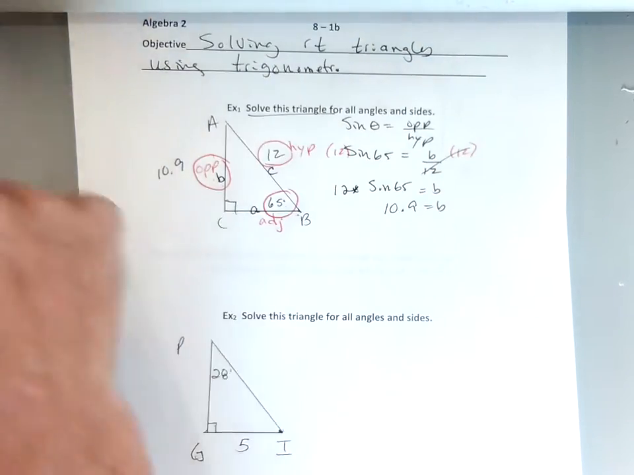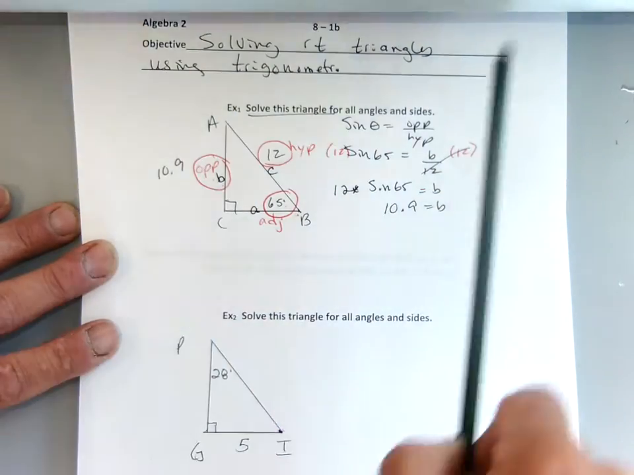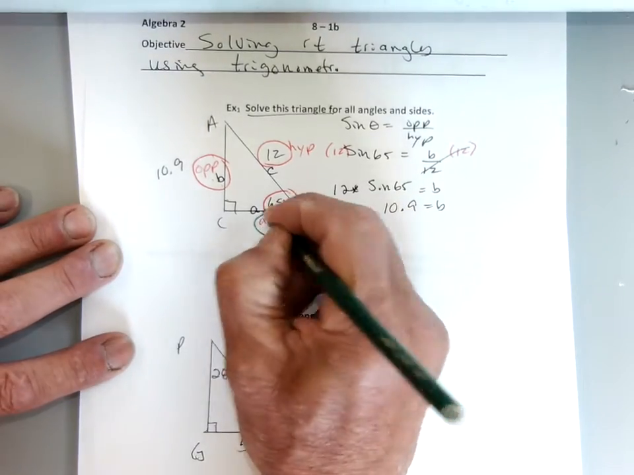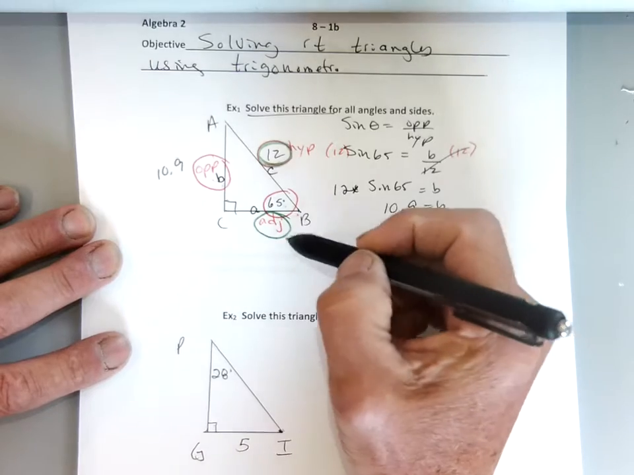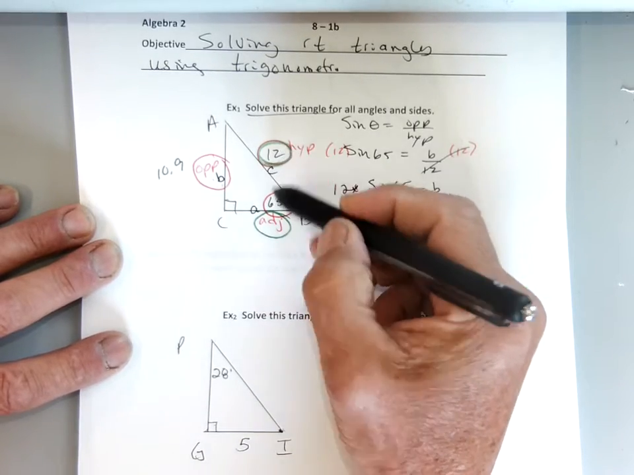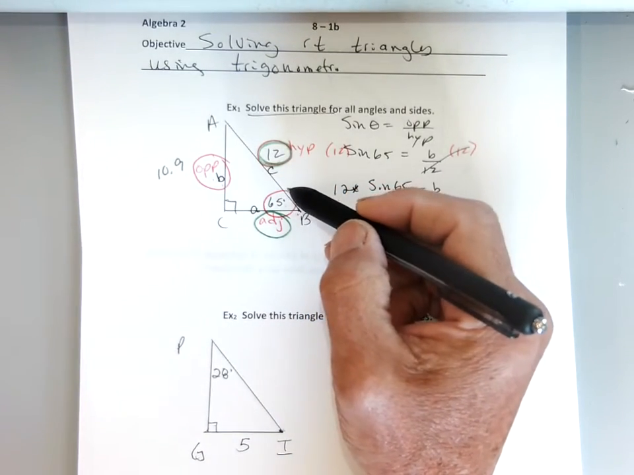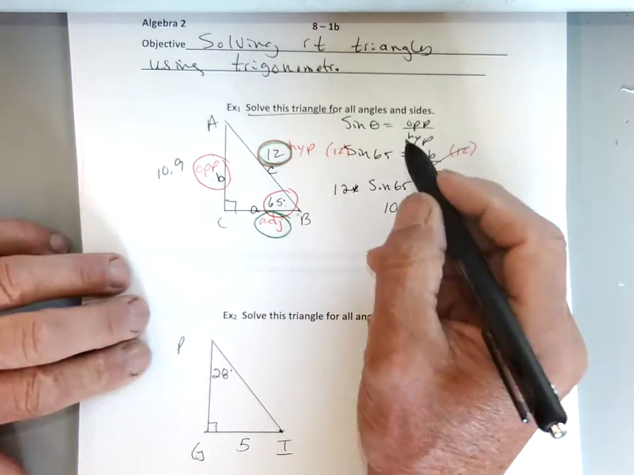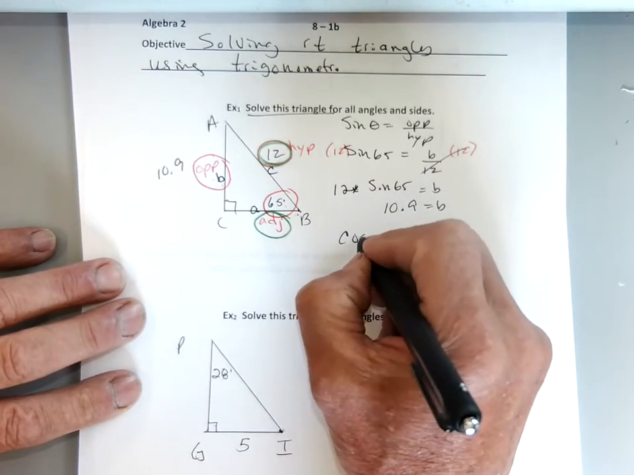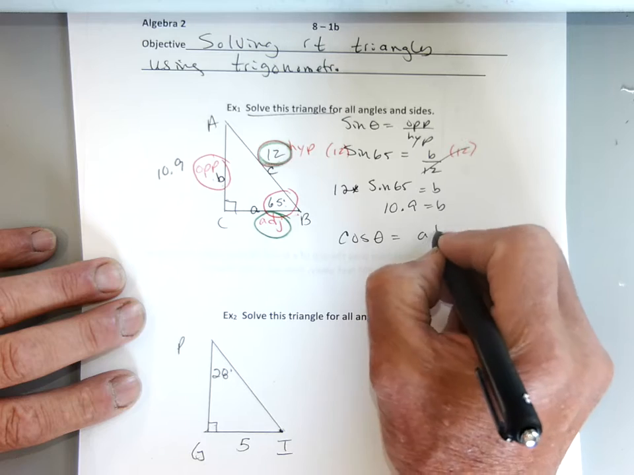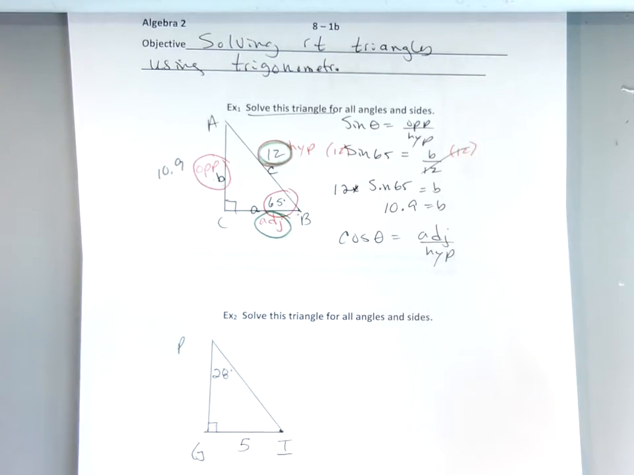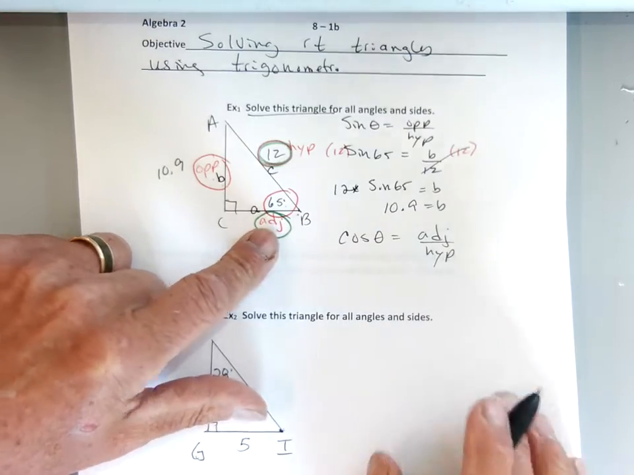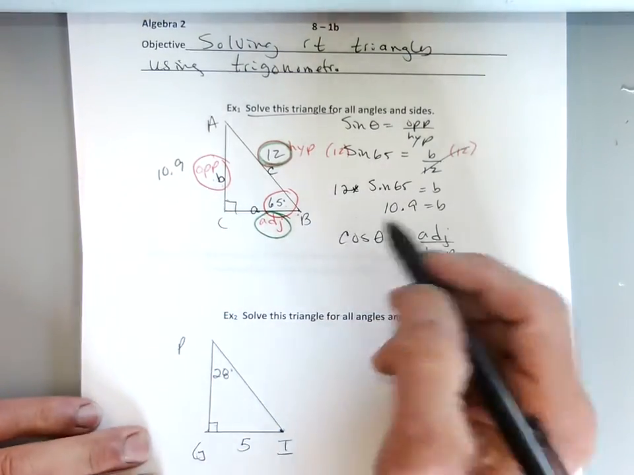I'm going to now, instead of using my opposite, find my adjacent, which is little a, and my hypotenuse. So if I have adjacent and hypotenuse, I look up there. Adjacent, hypotenuse, let's use cosine. So cosine of theta is equal to my adjacent over my hypotenuse, and I can find my adjacent side by using trig also. Or I could have used Pythagoras Theorem.